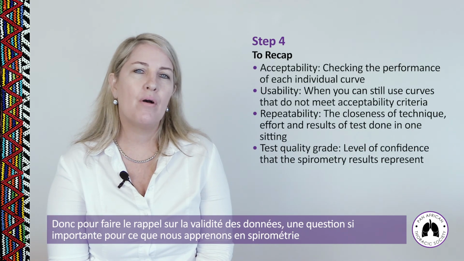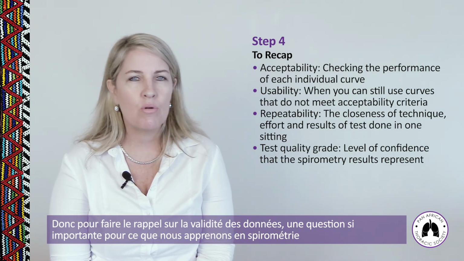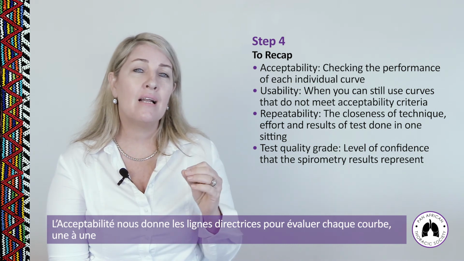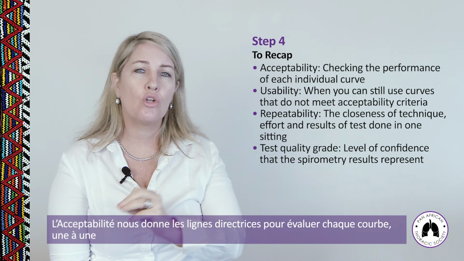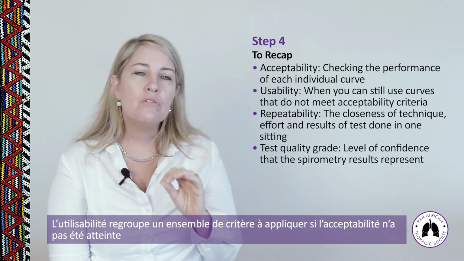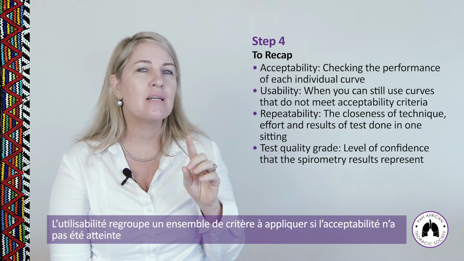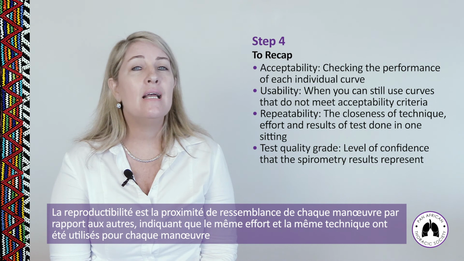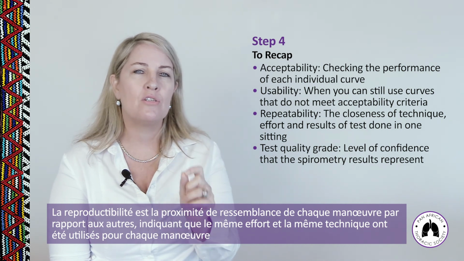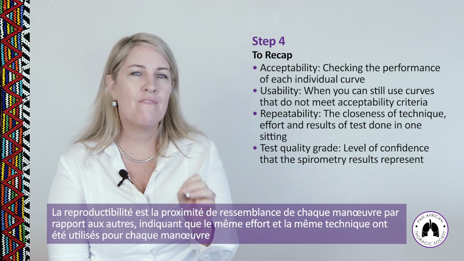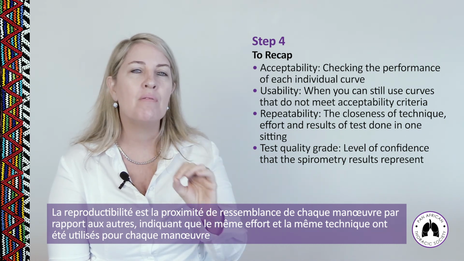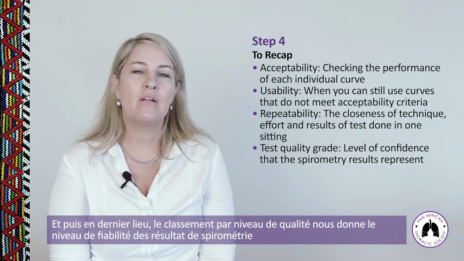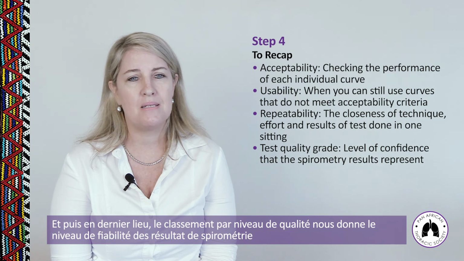So just to recap on this data validity, such an important section of what we learn in spirometry, acceptability is the guideline for checking the performance of every individual curve one by one. Usability is the criteria we apply when acceptability criteria has not been met. Repeatability is the closeness of each blow one to the other, indicating that the same effort and technique was used on each and every blow. And then lastly, the test quality grade is the level of confidence that the spirometry results represent.